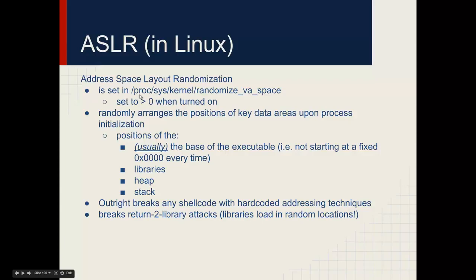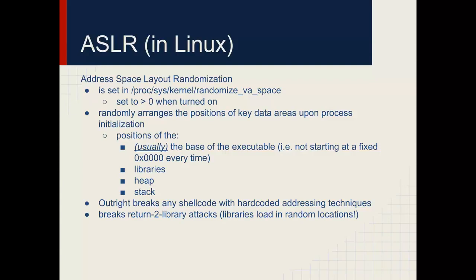But if this file, proc sys kernel randomize_va_space, is set to 0, it's turned off. If it's set to 1, it's partial ASLR. If it's set to 2, it's full ASLR. And the contents inside each memory segment are not reordered. They're not randomized at all. It's just the starting address that is randomized. Now, there are two main ways to break this, just in general across implementations.